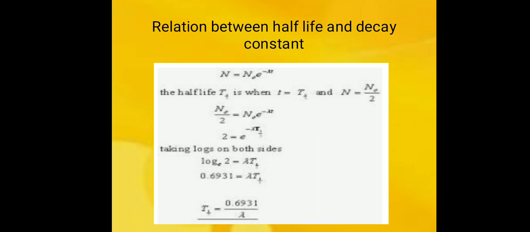So from there we can write the relation for T half. T half is equal to 0.6931 by lambda. I think it is clear.